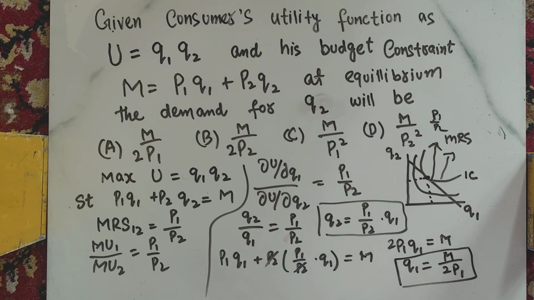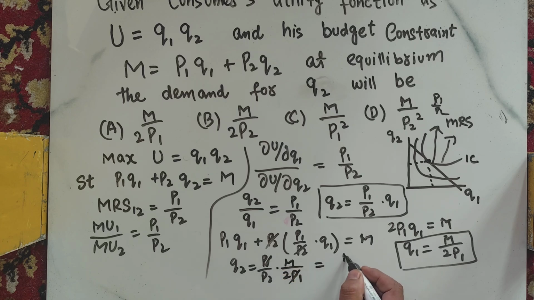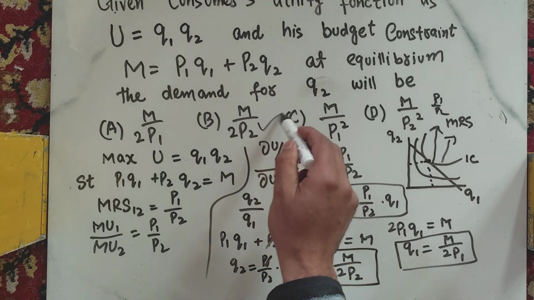Now to find out the demand for good Q2, that is the question, plug Q1 equal to this into this function. So Q2 will be equal to P1 upon P2 times the value of Q1, which is M upon twice P1. So P1 gets cancelled. We are left with M upon twice P2. That will be the demand for good Q2. So the correct option should be option B in this case.